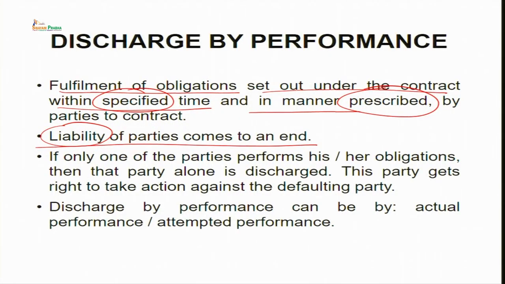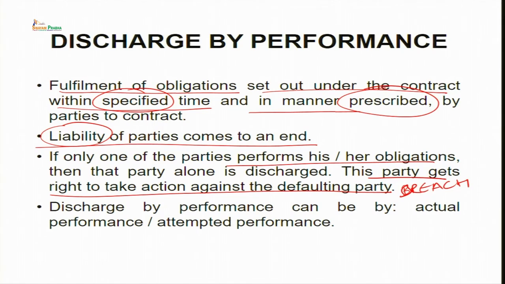If only one of the parties performs his or her obligations, then that party alone is discharged. This party gets the right to take action against the defaulting party. Here we are making a small reference to the concept of breach. Generally when we say discharge by performance, we mean both the parties are discharged from performance anymore because obligations have been fulfilled.